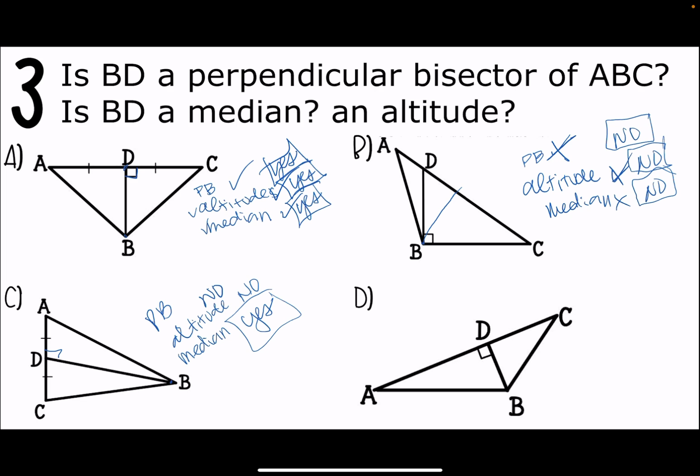All right, this is not going to be a perpendicular bisector because even though it has that right angle, it's not bisecting AC. It is an altitude, however, because it's hitting it at a right angle. And going back to what we were talking about earlier, the median, it's not being intersected halfway, so can't make it happen.